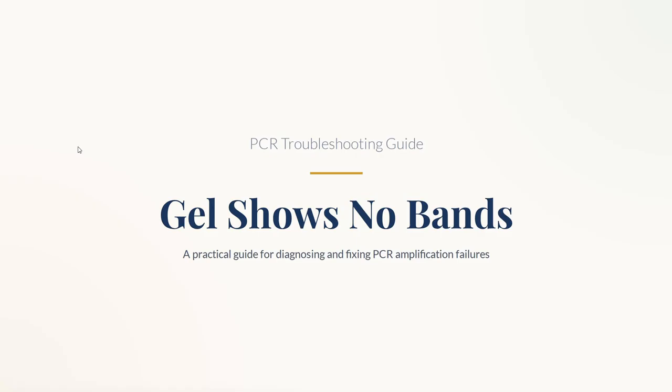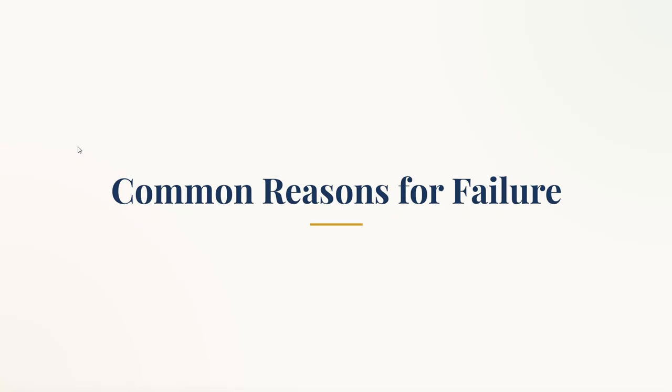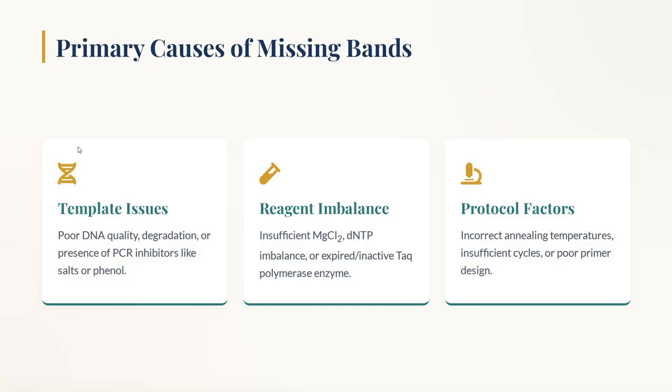First of all, the common reasons for failure of a PCR. The major primary causes of missing bands could be template issues, reagent imbalance, protocol factors. Template means the poor quality of your DNA might cause these missing bands, or maybe the DNA has degraded, or in the presence of any PCR inhibitors like some salts or phenols, the reaction won't work. So that could be one of the reasons of no bands in the gel.